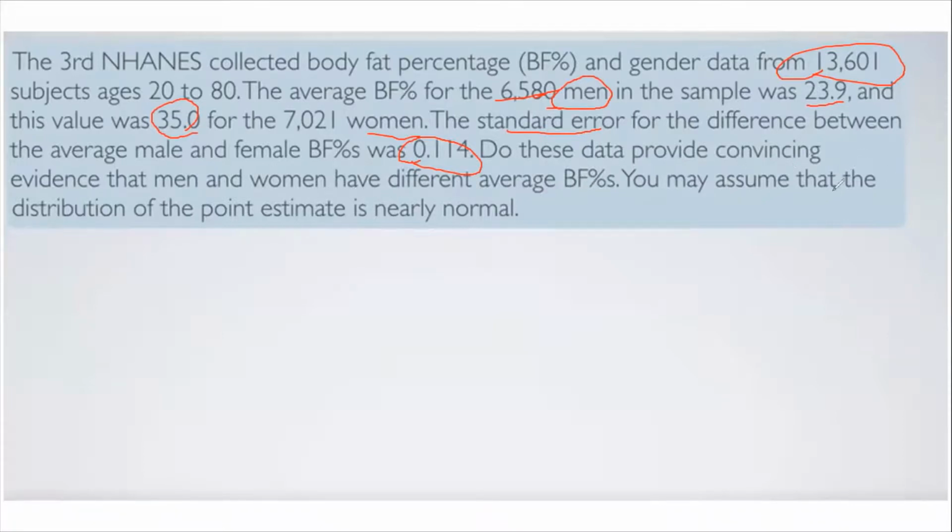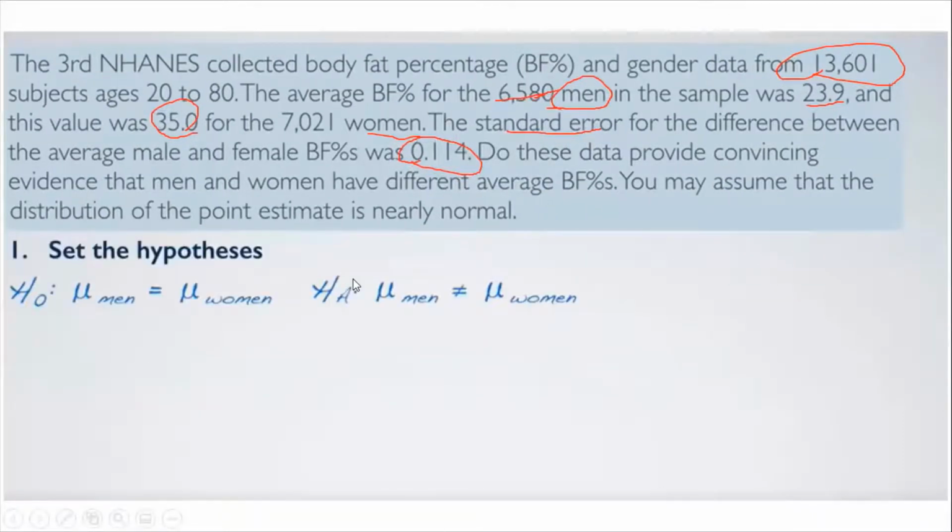The assumption is that this distribution is nearly normal. So we got two proportions, P1 and P2. Say P1 is for male and P2 is for female. Then first we need to set up our hypothesis. The null hypothesis is that the population proportion for men and women is the same. What does it mean? It means that basically P1 minus P2 is equal to 0. It also means that P1 is equal to P2.